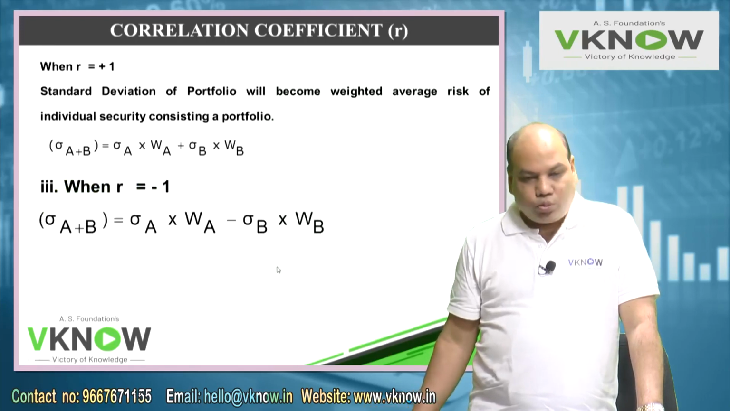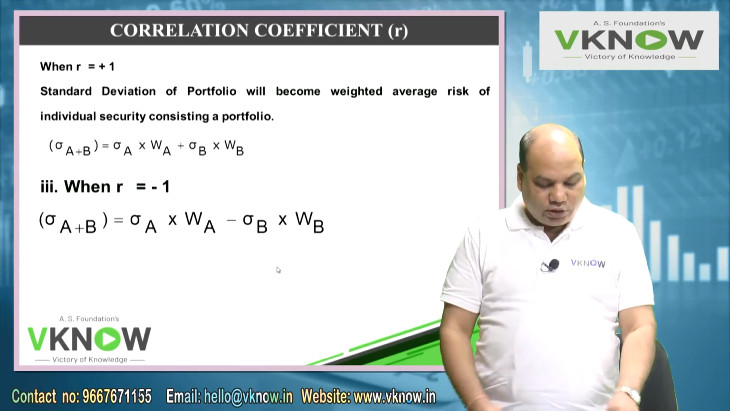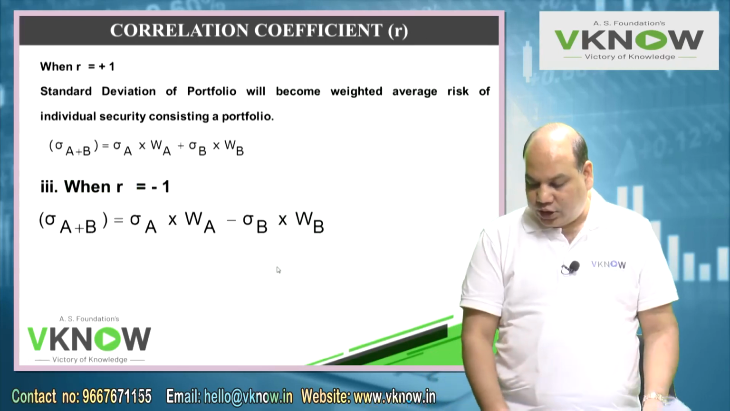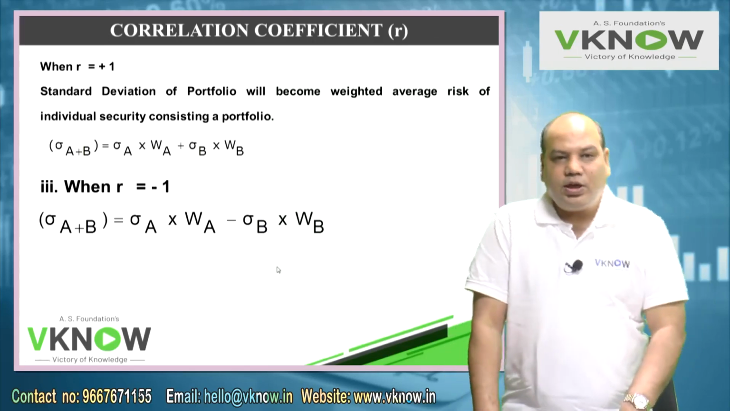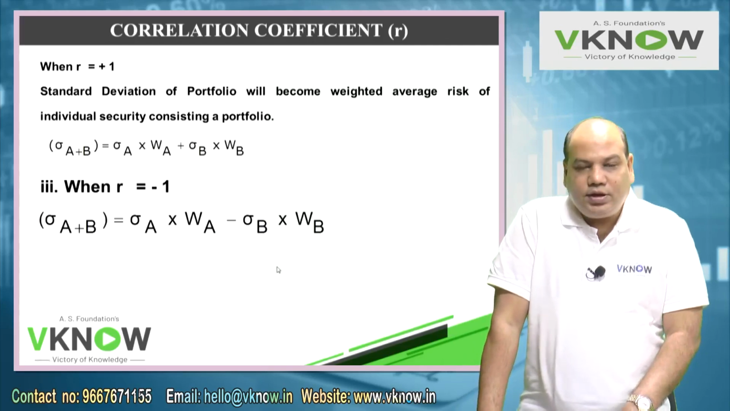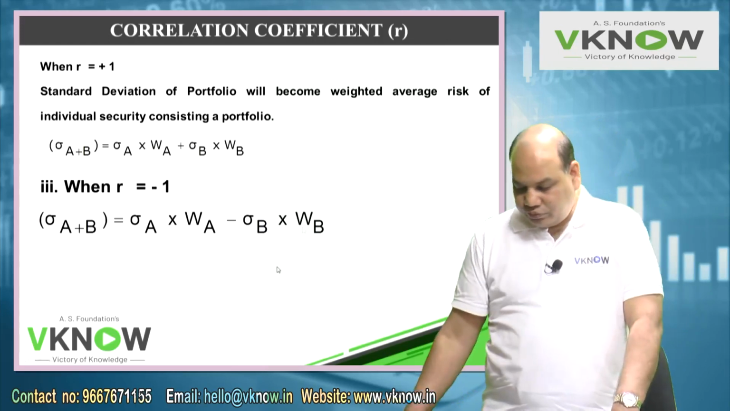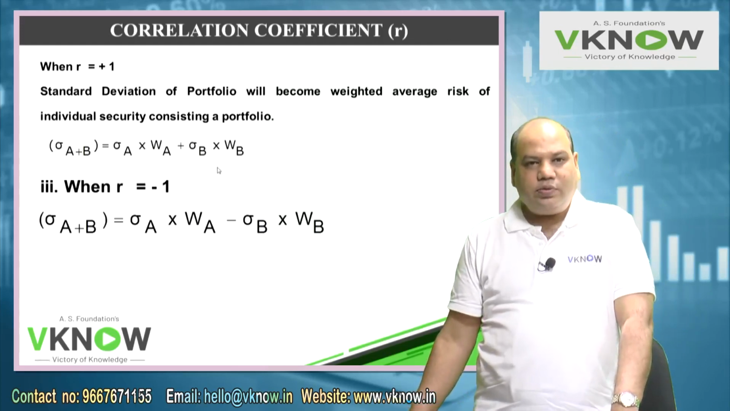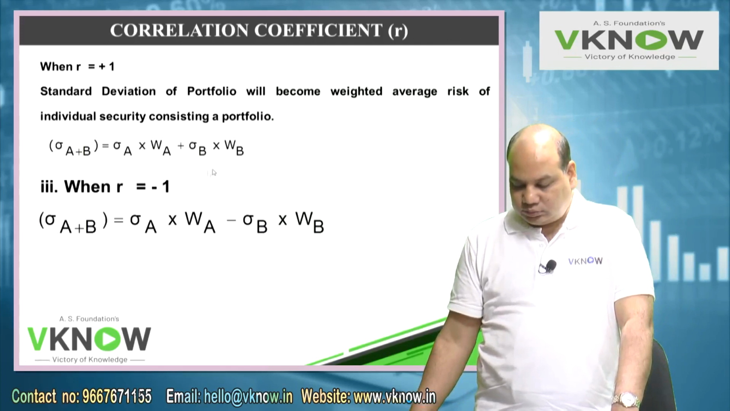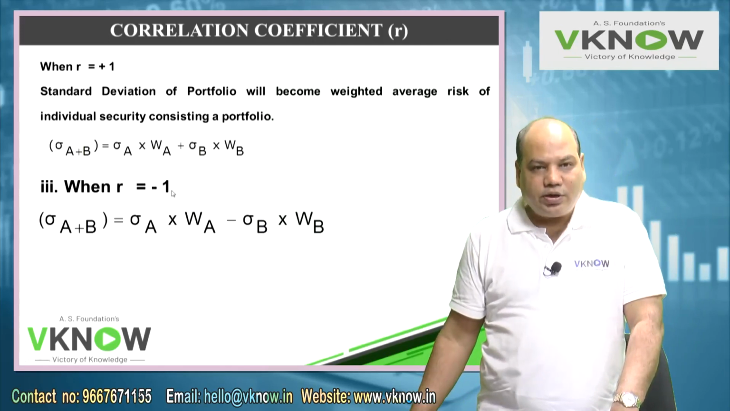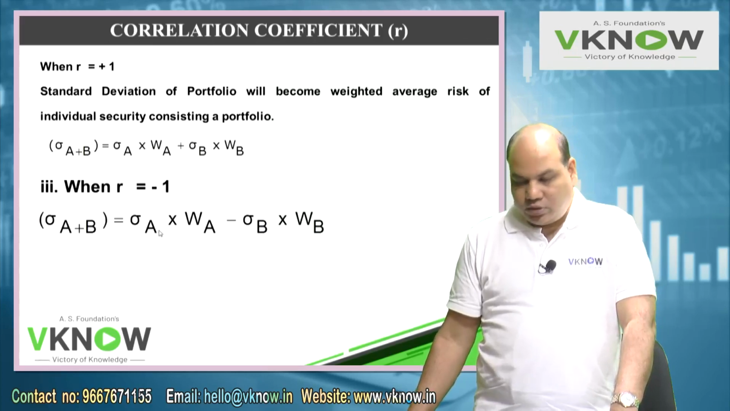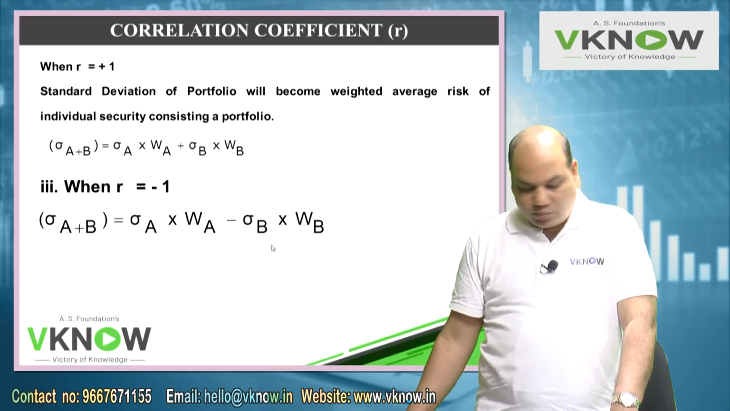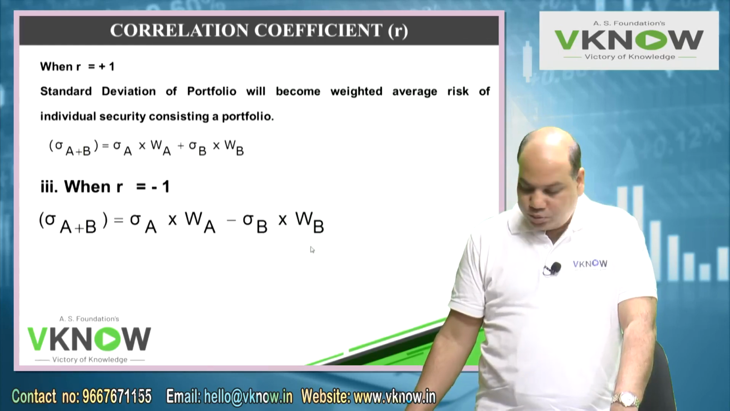When R is equal to 1, portfolio risk is the weighted average risk of the individual security constituting the portfolio. That is, sigma A plus B will be equal to sigma A into WA plus sigma B into WB. This shortcut you will apply only when R is equal to +1. When R is equal to -1, sigma A plus B is equal to sigma A into WA minus sigma B into WB.